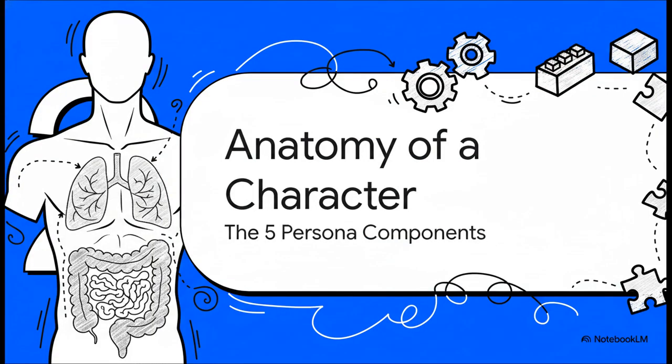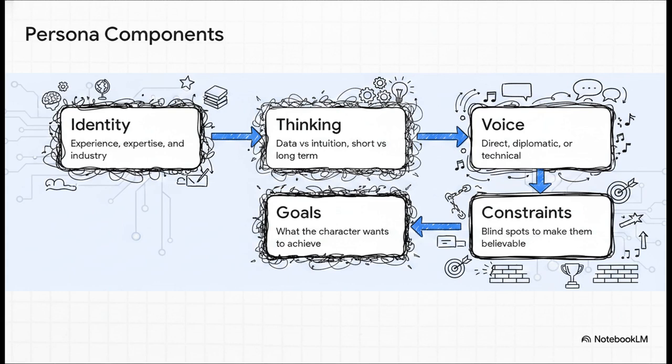Moving on to Section 2, the anatomy of a character. If a persona is a framework, how exactly do we build it? Well, think of this as assembling the vital organs of your AI character. There are 5 concrete building blocks you need: identity, way of thinking, voice, constraints, and finally, goals. Skip even one of these, and your simulation will probably just fall flat. Let's look at them a bit more closely.